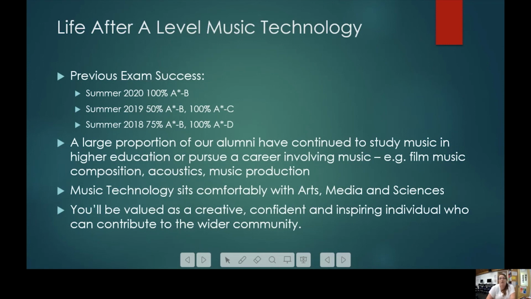A large proportion of our students have continued to study music in higher education. Some of them are now taking film music composition degrees, or the studying of acoustics, or taking a degree in music production. It sits really comfortably with any arts, media or science course or technology course. And because of the creativity that is needed within this course, you will become a really creative and very confident individual who will be able to contribute to the wider community of whatever institution you decide to go on to next.